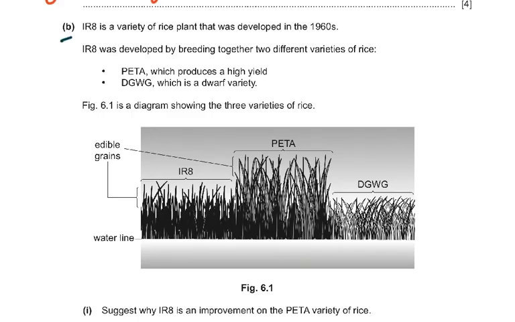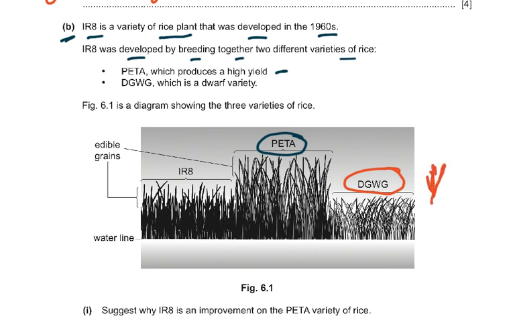Now coming to the B part of the question, IR8 is a variety of rice plant that was developed in the 1960s. IR8 was developed by two varieties: PETA, which produces a high yield, and DGWG, which is a dwarf variety. So this is the one which has got very short stems, and the PETA is the one which has very long stems.